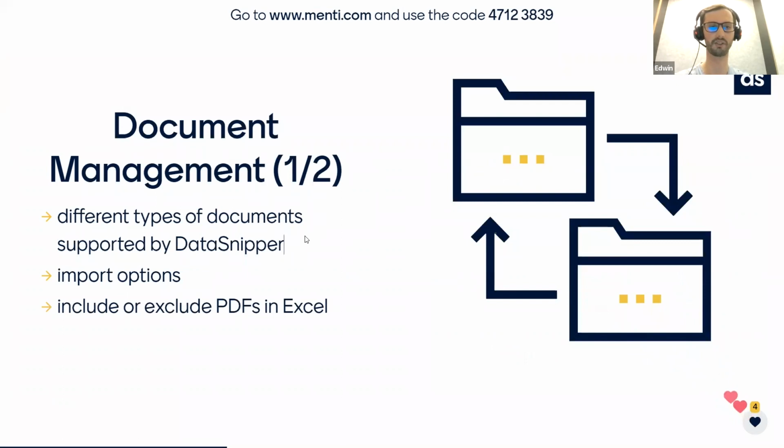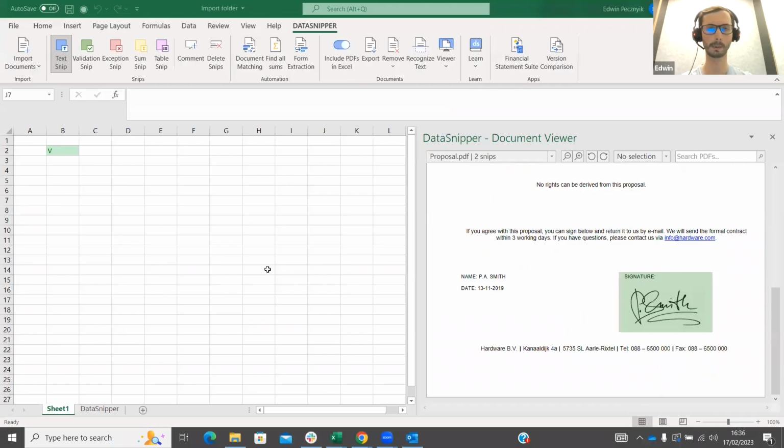So the next tip I want to show you is the include or exclude PDFs in Excel button. Now for that, I will navigate back to the import folder Excel workbook. And here on the DataSnipper ribbon, you can see this include PDFs in Excel button, which is automatically turned on, which means that whenever you import a supporting document into your Excel workbook, it will be embedded in your Excel, which means that if you send it to your colleague, they will be able to see the cross-references together with the supporting documents in that Excel workbook as well.